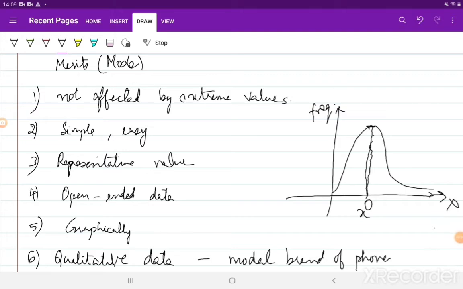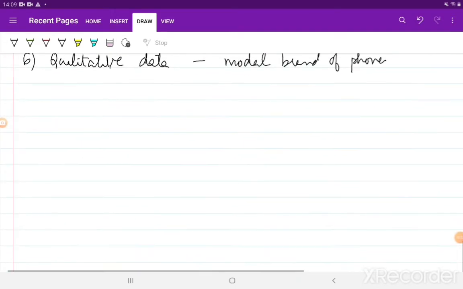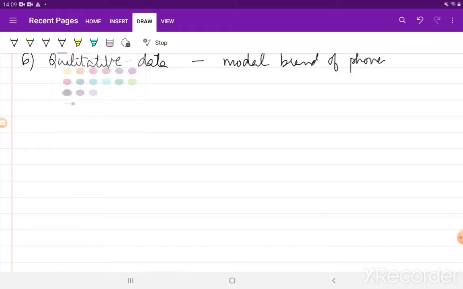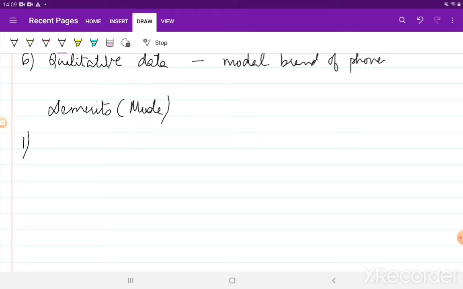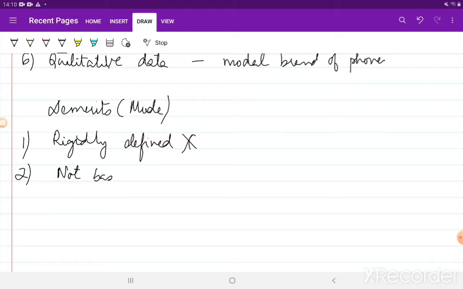Now moving on to demerits of the mode. First, very important thing, there is no rigidly defined formula. Not rigidly defined. Similar to median, unlike the arithmetic mean, it is not based on all data, on all items of data.